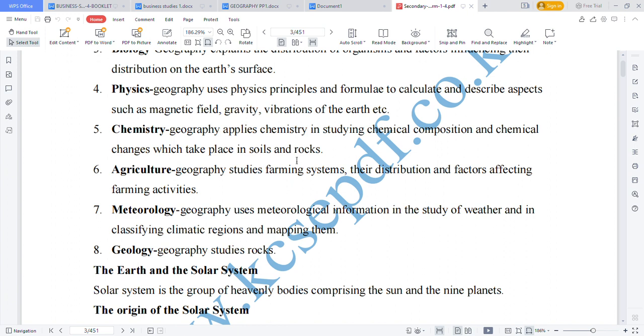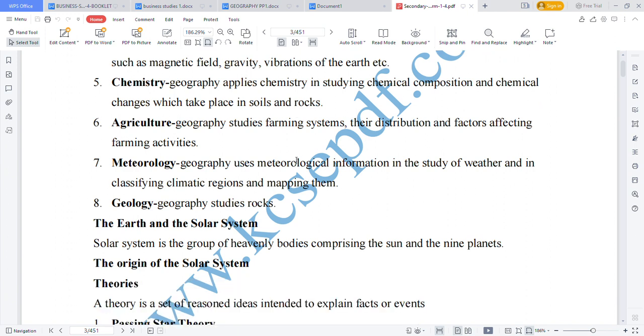Chemistry is very important when you're doing geography. Geography applies chemistry in studying chemical composition and chemical changes which take place in the soils and rocks. As we are going to see as we move forward, there's a topic called rocks in Form 1 towards the end. Rocks have chemical composition, and we also have chemical changes that take place in the soil. So that's why we need chemistry while doing geography.